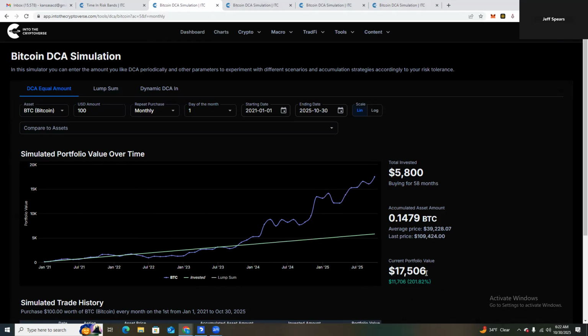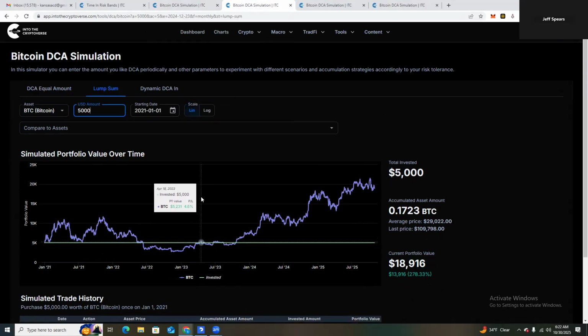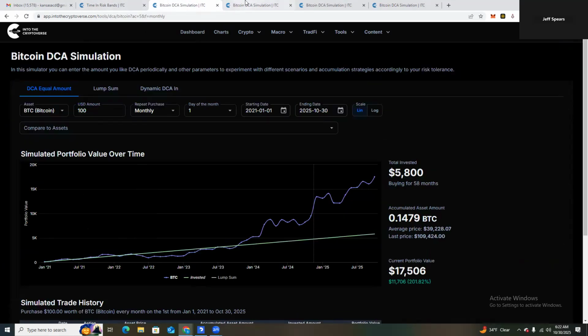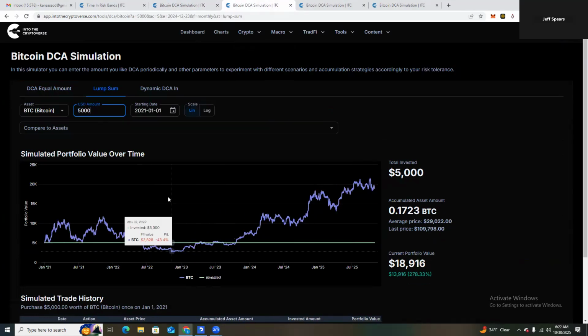So not bad. I mean, that's a 12% gain in the course of 5 years. If you switched to a dynamic DCA, let's do lump sum first. Starting in 2021, same date, January 1st, your account would be worth 18,000. So that's not a lot more, but about $1,400 more by just throwing in 5,000.